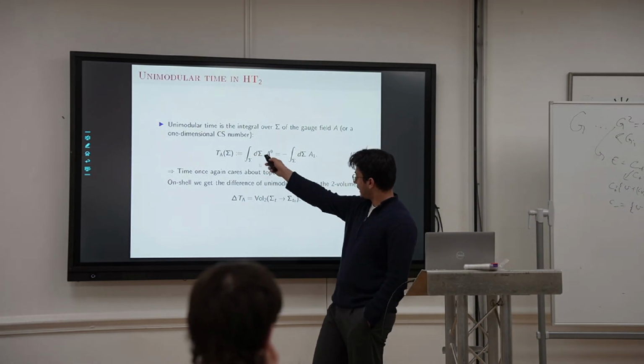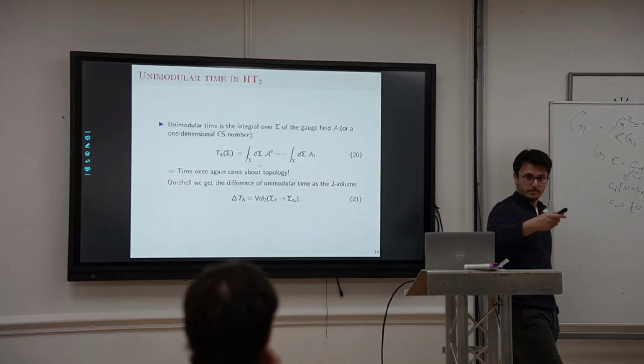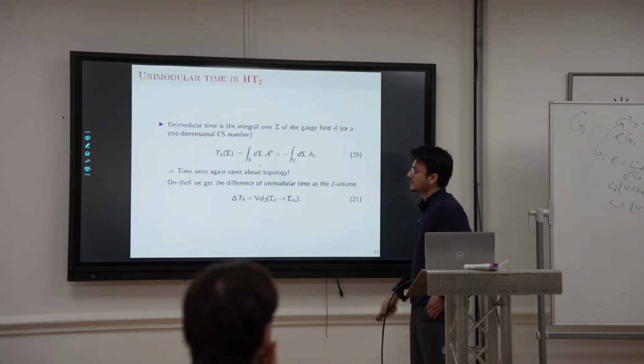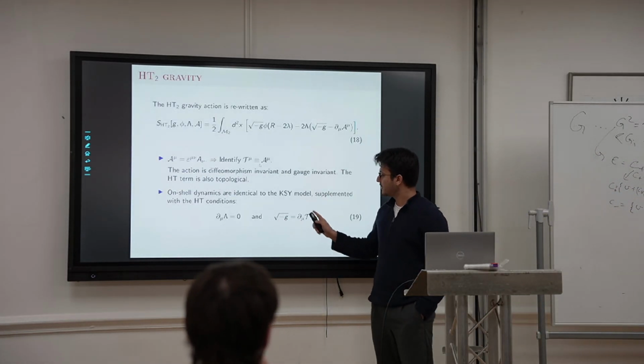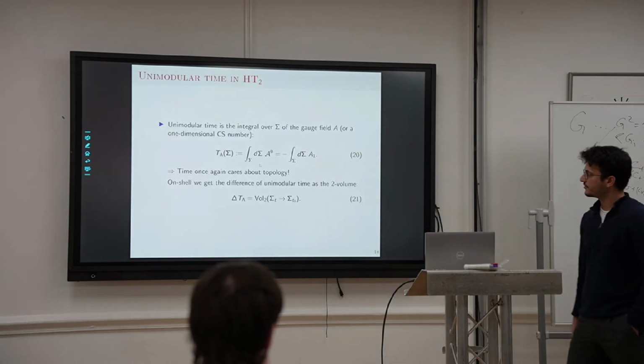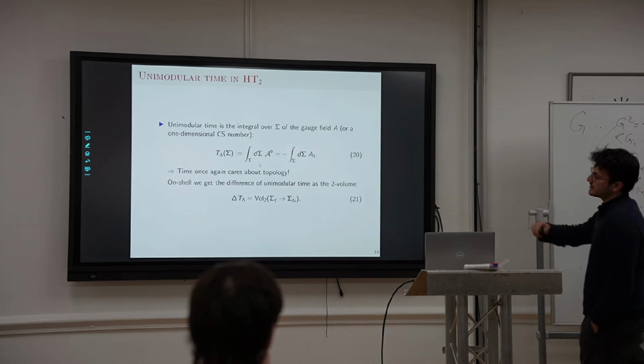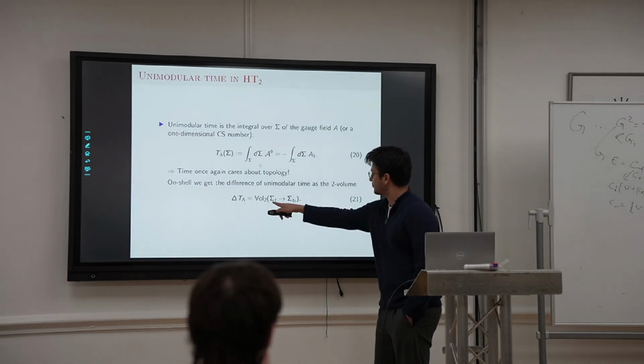And again, that number cares about the topology of your underlying one-dimensional hypersurface. And of course, if I take this now and do Stokes' theorem again, you end up with delta t lambda being the two volumes. So the difference of unimodular time is your spacetime volume between two slices.